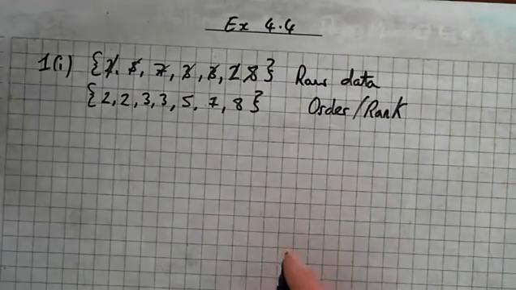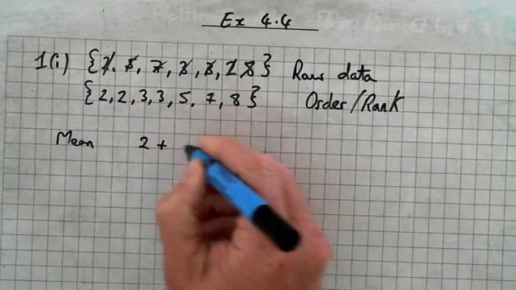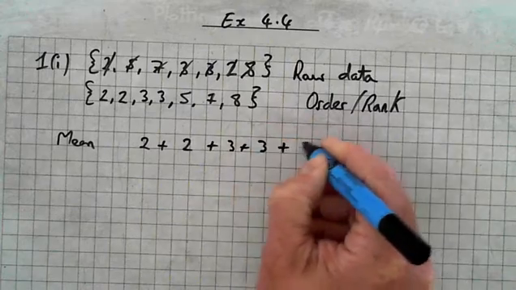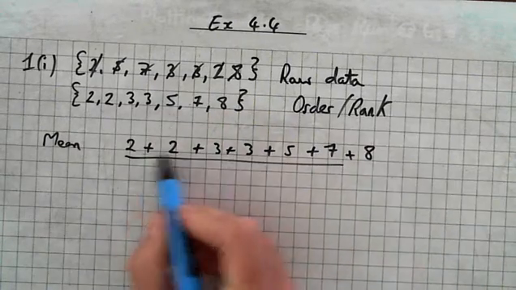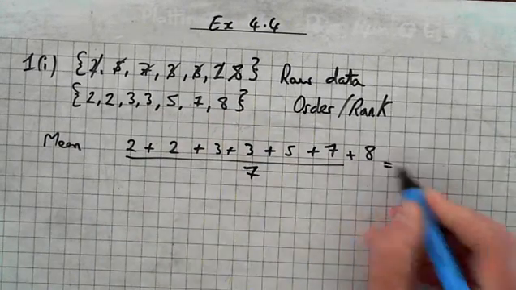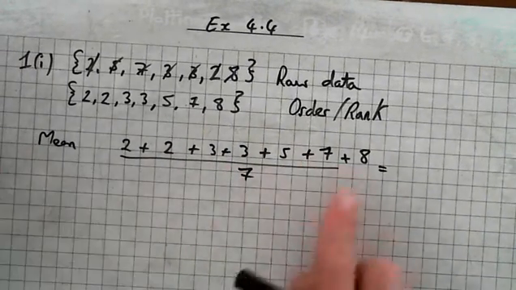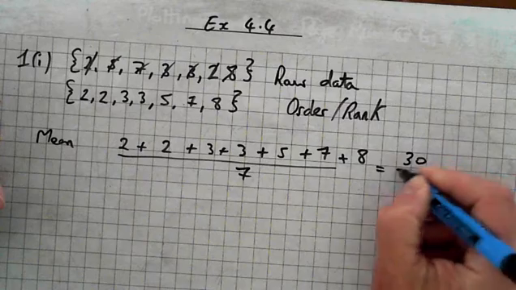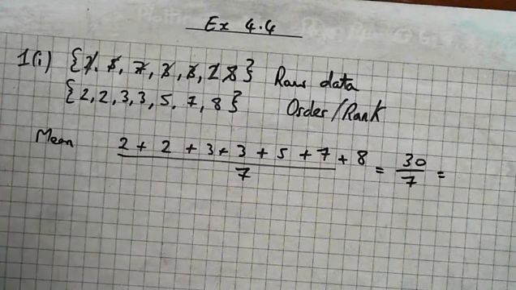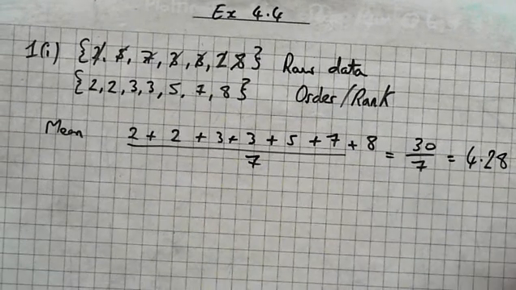Well, you can go ahead and get the mean of the data if you want. How do you get the mean? You just add them all up and divide by 1, 2, 3, 4, 5, 6, 7. So 2 times 2 is 4, 6, 10, 15, 22, and that adds up to 30. 30 divided by 7 is 4.28. Alright, so that's how you calculate the mean.